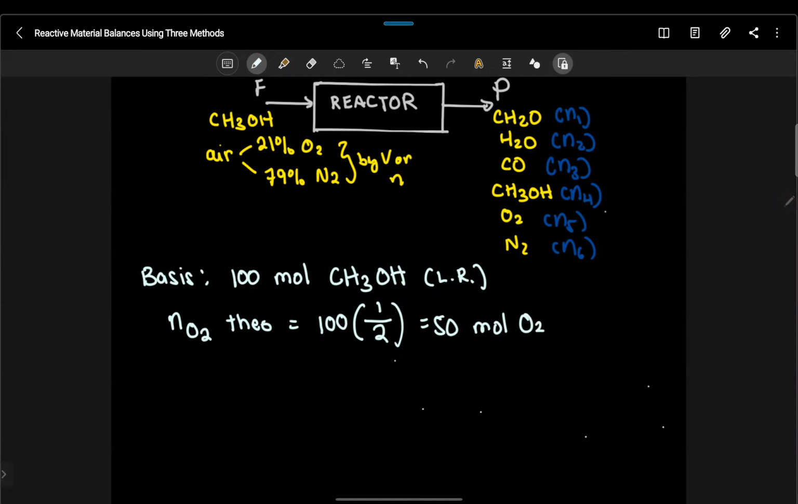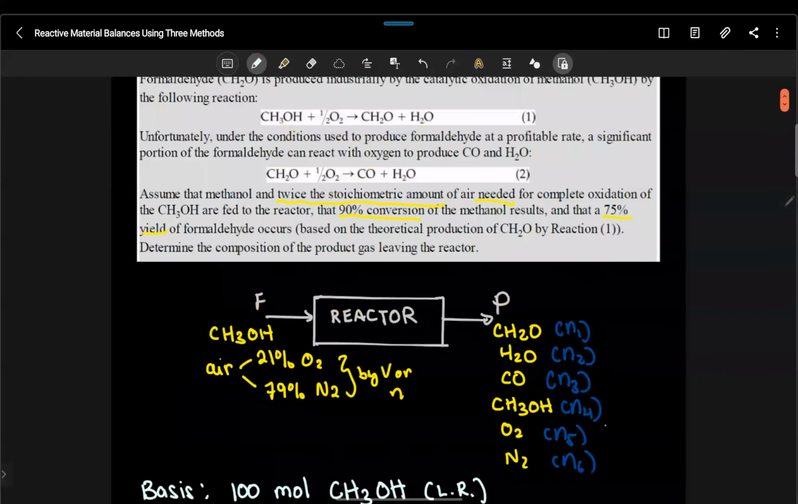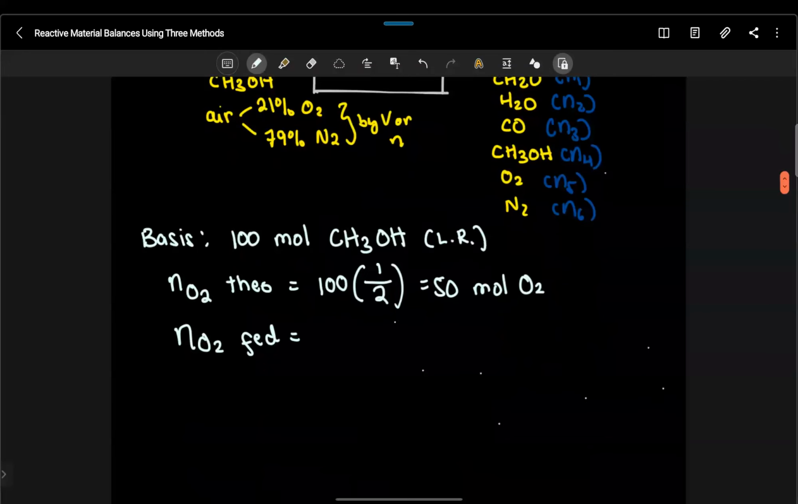Kaso, hindi yan yung ipapasok natin. So we have to compute the moles of oxygen fed to the reactor. Sabi sa problem, twice the stoichiometric amount ang kinakailangan. So, multiply natin yan by 2. So yung 50 moles na na-compute natin, doble niyan yung ipapasok natin sa reactor. So 100 moles therefore yung ating oxygen.